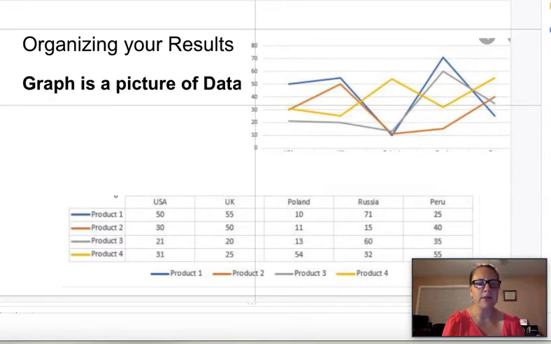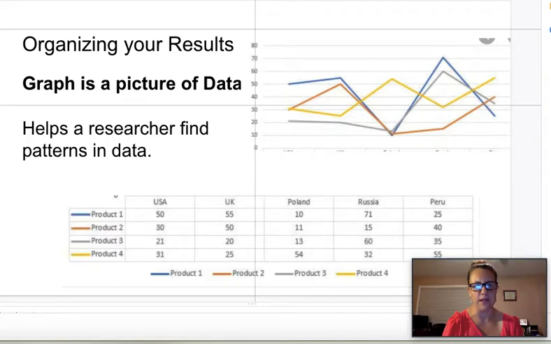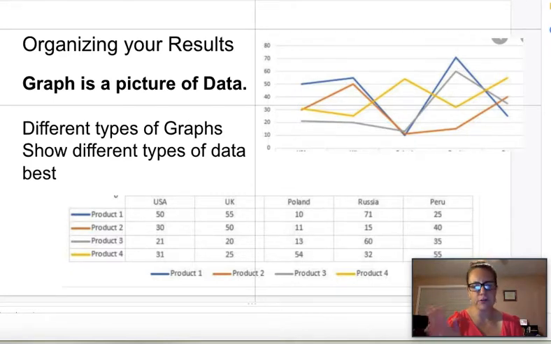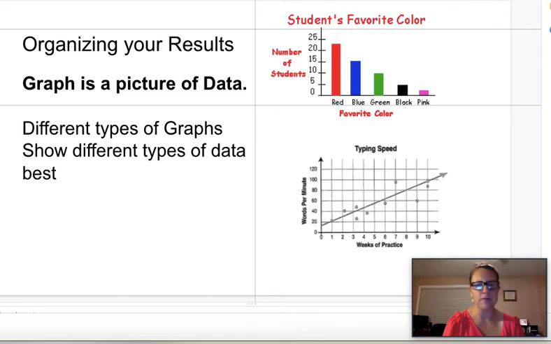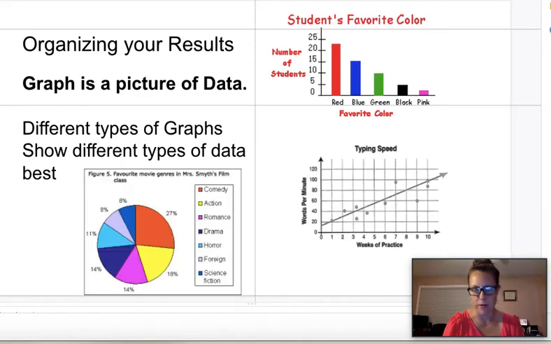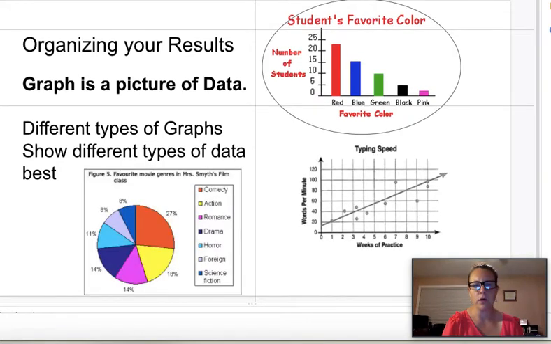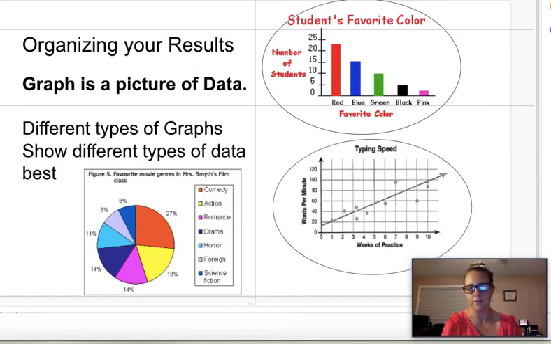So whenever you have data, what you're going to do is make something called a graph, and I'm sure you've heard of graphs before. A graph is basically just a picture of data. And what it does is it helps a researcher to find patterns in the data. There are different types of graphs, and each different type of graph shows different types of data in the best way. So we're going to talk about some different types of graphs here. There are things like bar graphs, there are things like line graphs, you've probably heard of pie graphs, and in biology we're going to mostly be doing bar graphs and line graphs, but pie graphs are pretty common also.